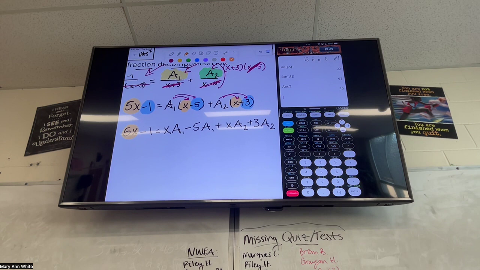We're going to keep that 5x on the left side, but I want the beginning of my other side to now have both of my x's at the front. So I'm going to have x a sub 1 plus x a sub 2. Now see how all my x's are lumped together. Then we're going to do the same thing with my constants. We're just going to put the constants together. So I've got that -1, that's the second thing. Now I'm going to put my minus 5 a sub 1 and plus 3 a sub 2 at the end.